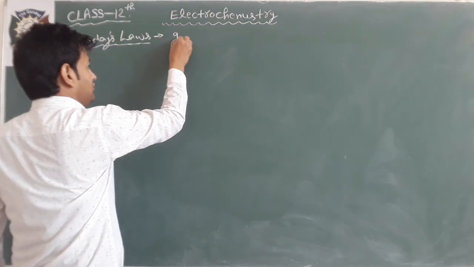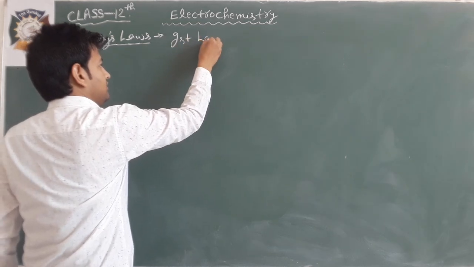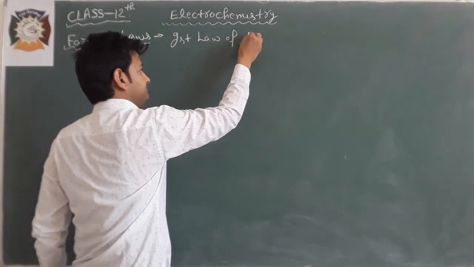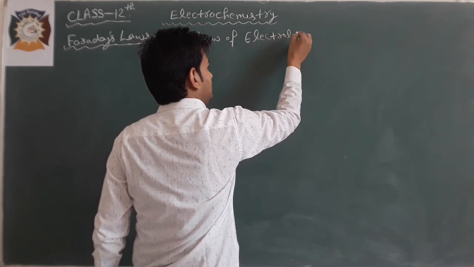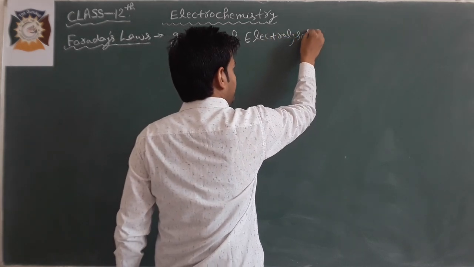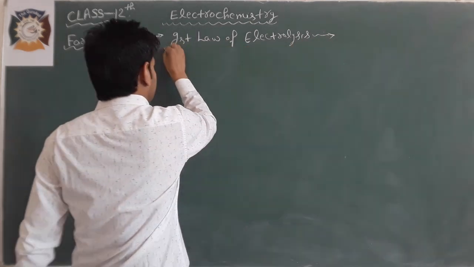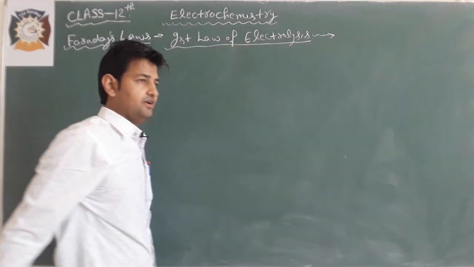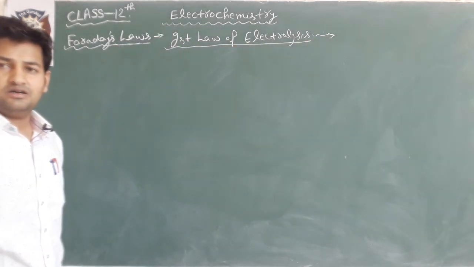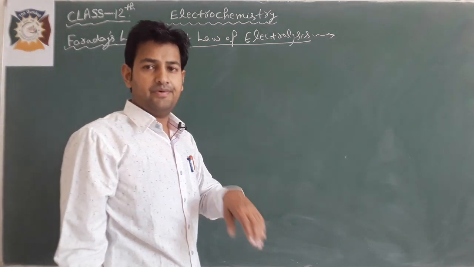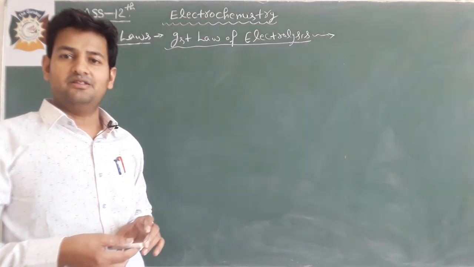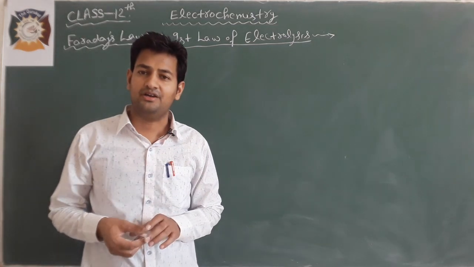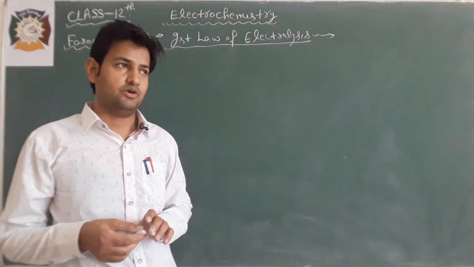Faraday's first law of electrolysis. According to this law, the mass or amount of a substance deposited at any electrode is directly proportional to the quantity of electricity passed through it.